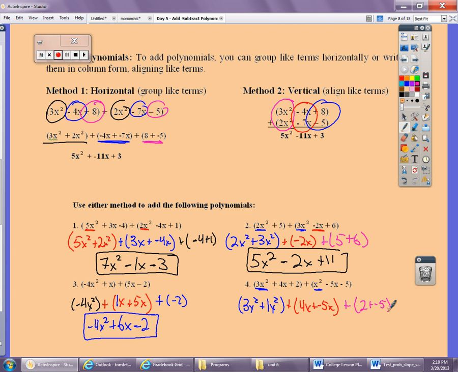Now we just simplify them all. 3x squared plus 1x squared is going to give us 4x squared. 4x plus negative 5x will give us negative 1x. And 2 plus negative 5 will give us negative 3. And I wrote 4x squared plus negative 1x. You could write 4x squared minus 1x minus 3. They mean the same thing. But what we have to get out is we're putting our x squared together, the x together, and the numbers together.